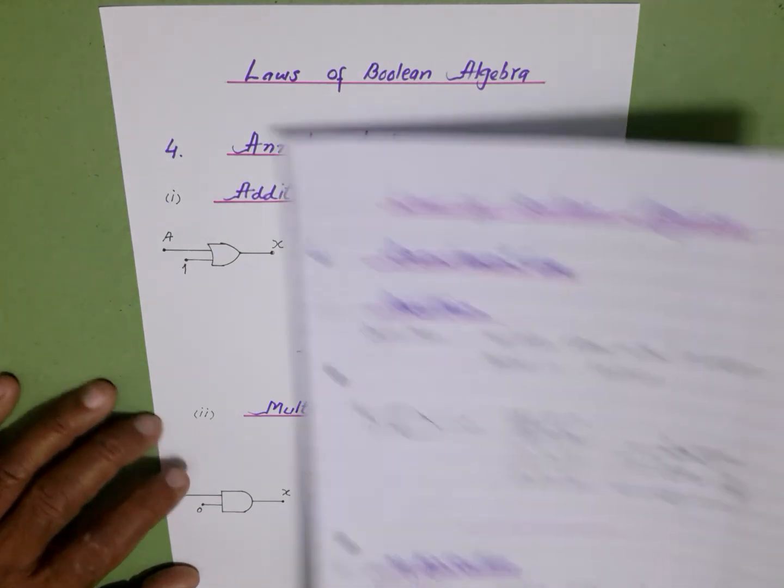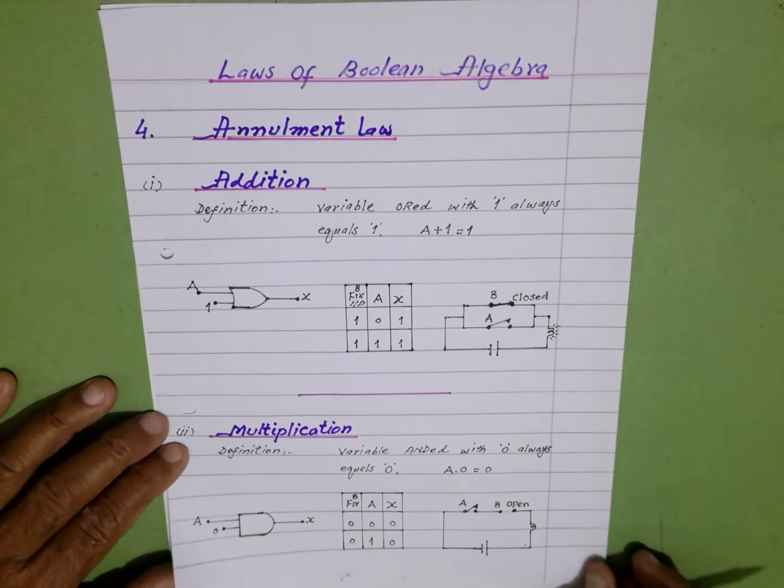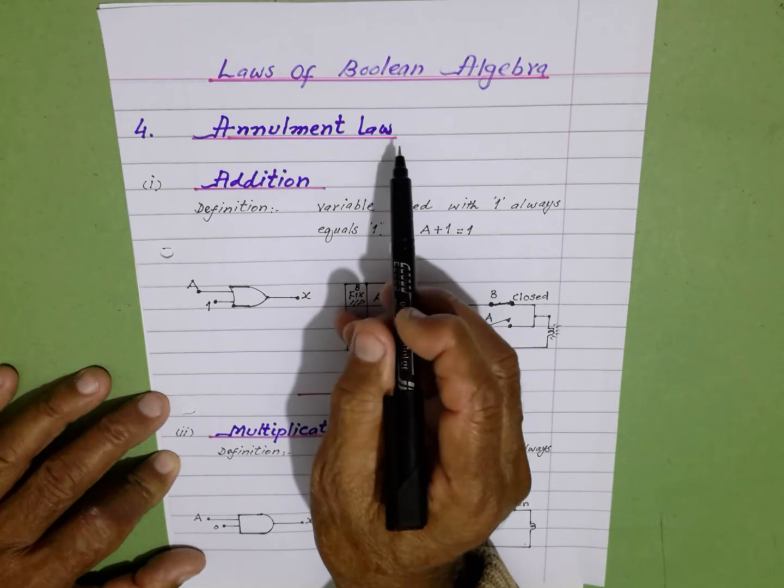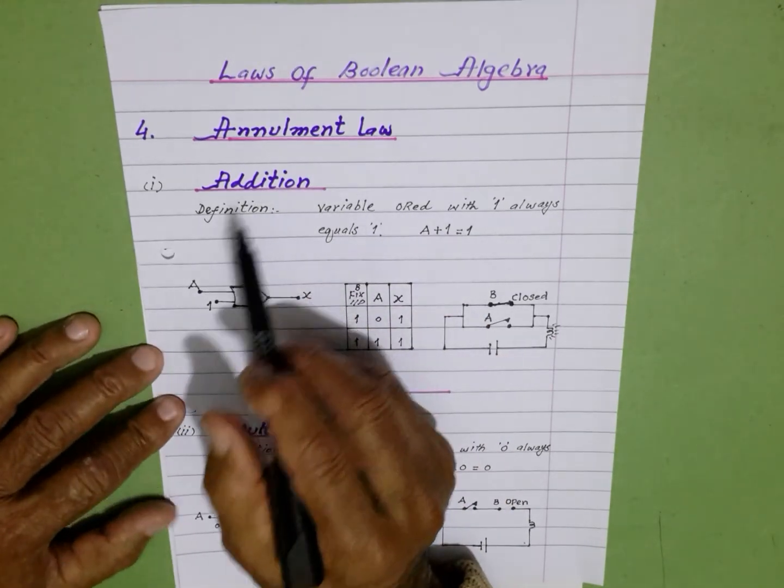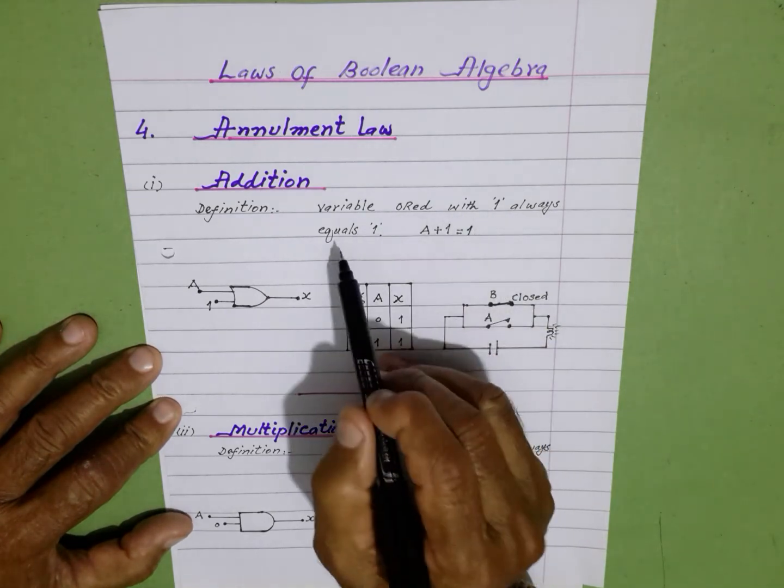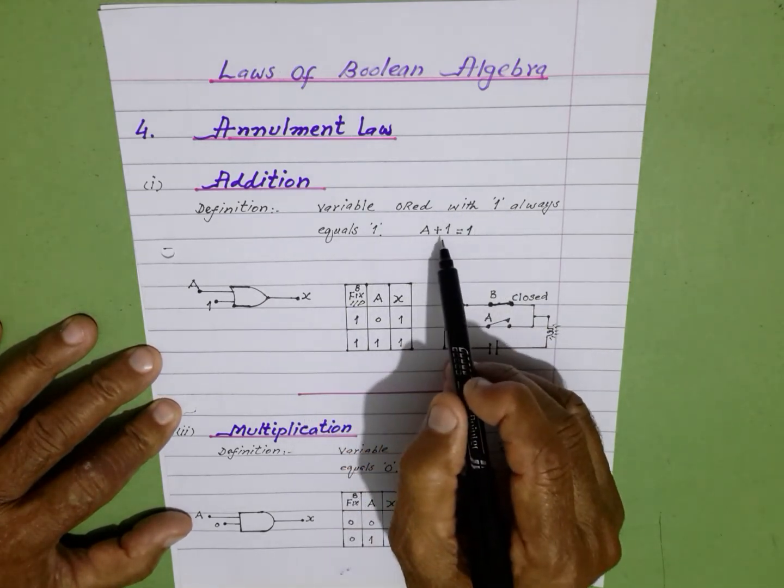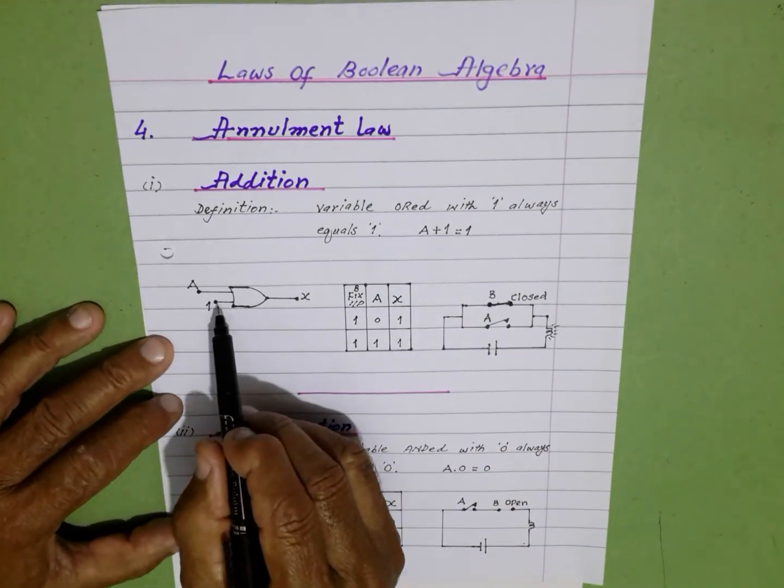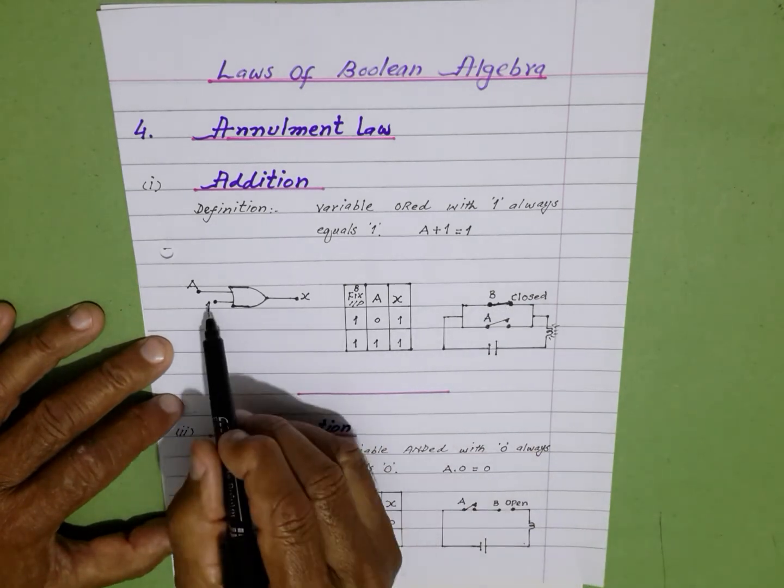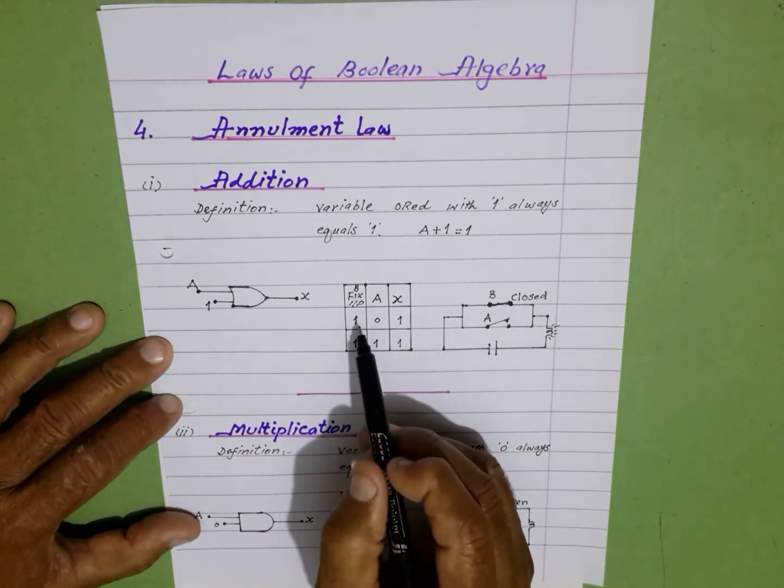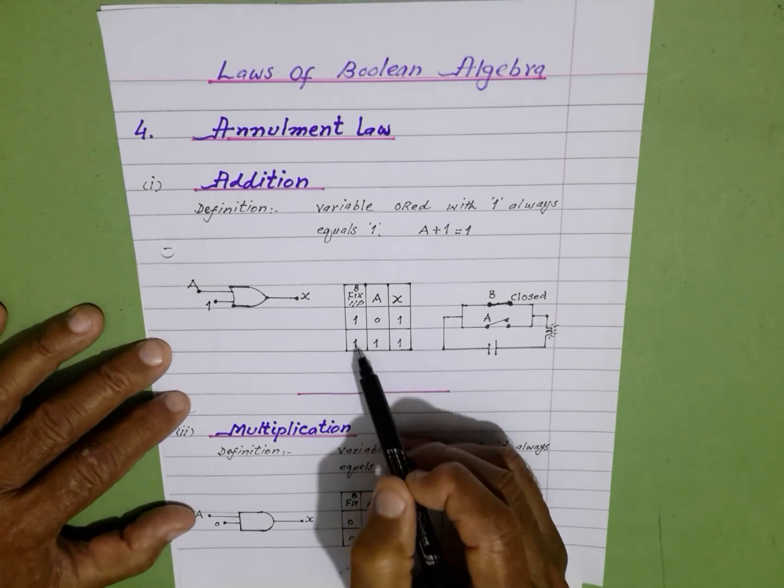Now going to the summary points. Laws of Boolean algebra, annulment law, the law of addition. The definition is variable ORed with 1 always equals 1. A plus 1 is equal to 1. This is 1. B is permanently closed and is 1, permanently 1. And then switch A is closed or open. The B position is in both cases 1, 1.